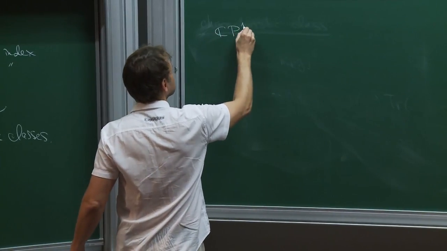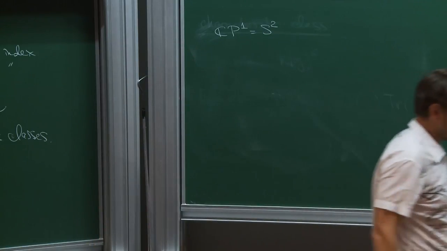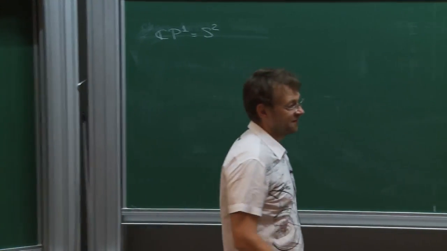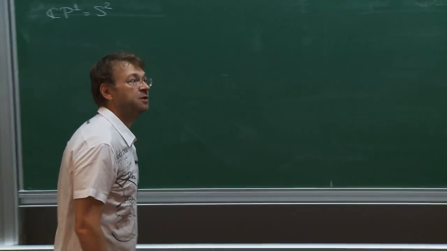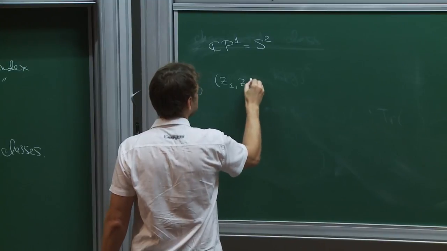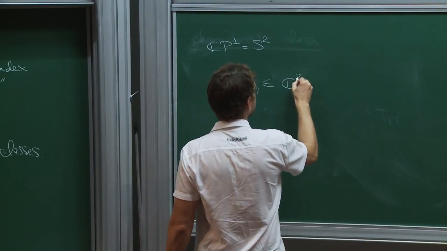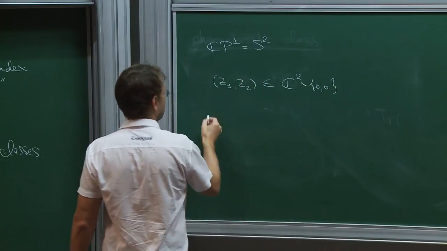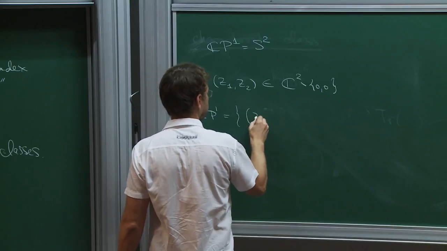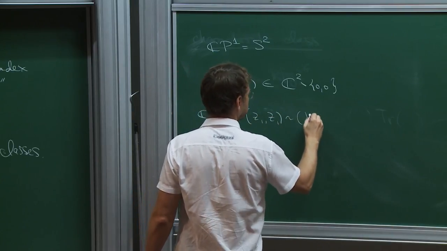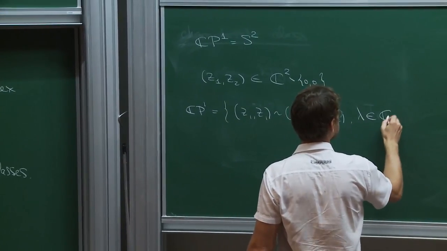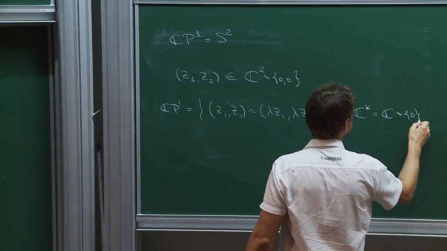So CP1, which is the same as S2. I actually advise you to fill in the CP1 yourself, try different coordinates, etc. It is defined in the following way. I take zeta 1, zeta 2, which belongs to C2 minus the origin. And CP1 is defined as the following: zeta 1, zeta 2 identified with lambda zeta 1, lambda zeta 2, where lambda is in C star. C star is typically the notation for C minus the origin.